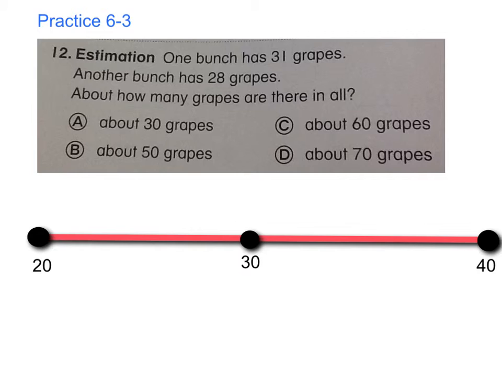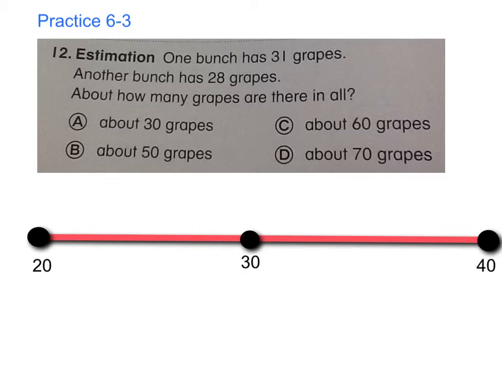This is for practice page 6-3, problem number 12. One bunch has 31 grapes, another bunch has 28 grapes. About how many grapes are there in all? This is an estimating problem, which means you don't need an exact answer. To keep it simple, find the closest 10.